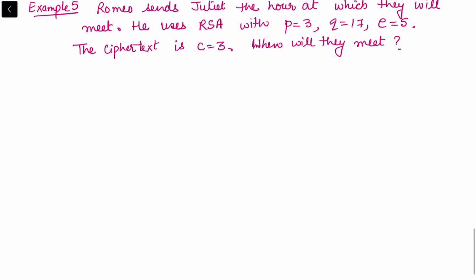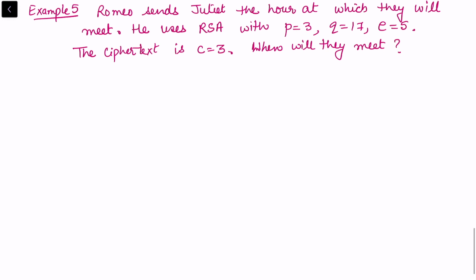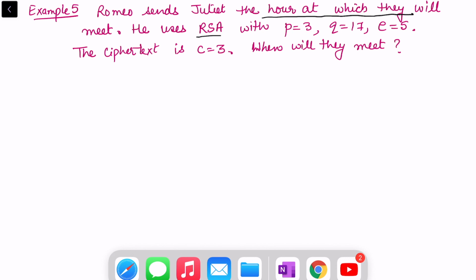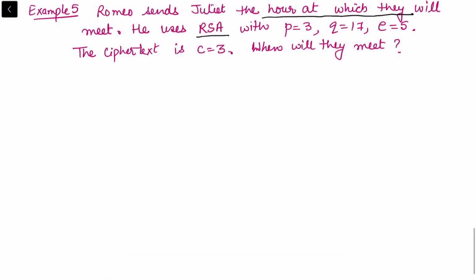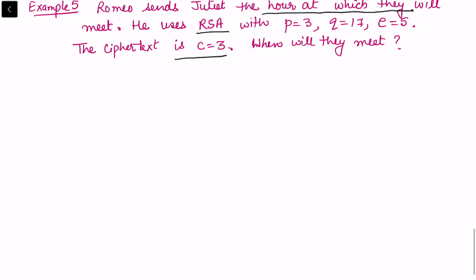Now in this example, Romeo sent Juliet the hour at which they will meet. He uses RSA with P equal to 3 and Q equal to 17, E equal to 5, and the ciphertext C equal to 3. When will they meet? That means we want to find the original plaintext, or the hour which has been communicated between Romeo and Juliet. And it is said that we are using the RSA setup.